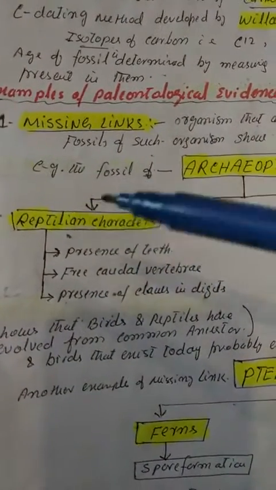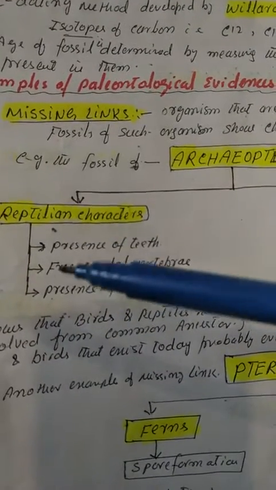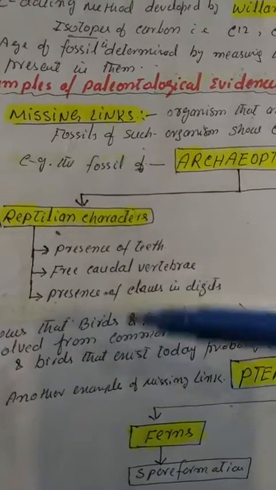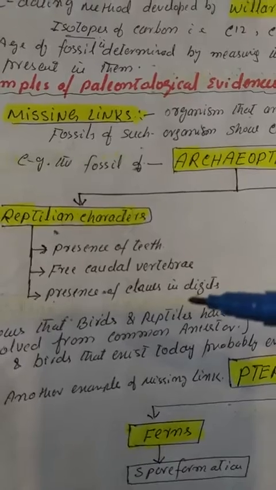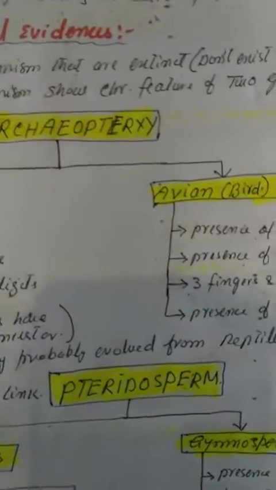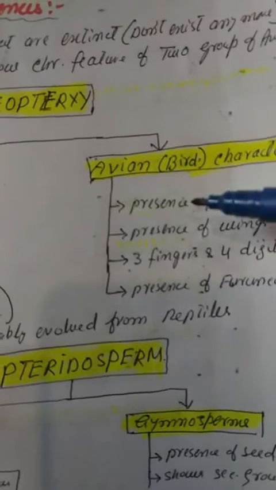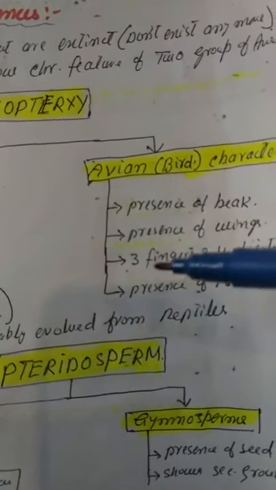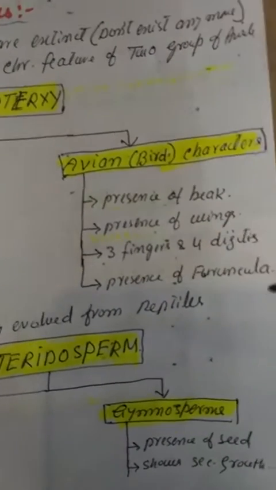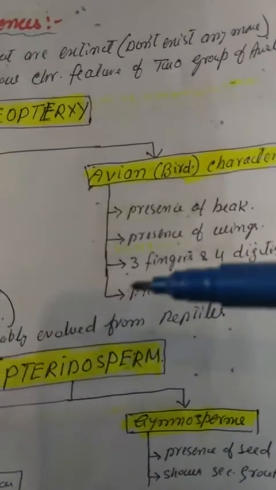Now, so far as the reptilian characters of this fossil are concerned, these were the presence of teeth, precaudal vertebrae, and presence of claws in digits, which are the characters of reptilia. At the same time, it also depicted avian characters such as presence of beak, presence of wings, 3 fingers and 4 digits, and presence of furcula, which is a bone which has the attachments for flight muscle.